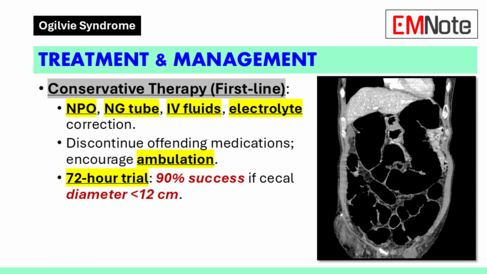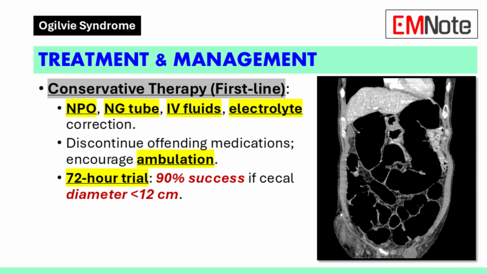Treatment and management. The primary treatment goal is urgent bowel decompression. Treatment options include conservative therapy, pharmacologic interventions, and endoscopic therapies. Surgical interventions are reserved for those failing other treatments or with ischemia or perforation.